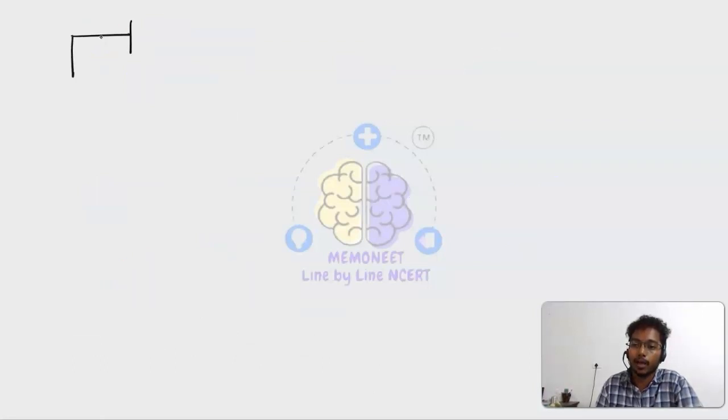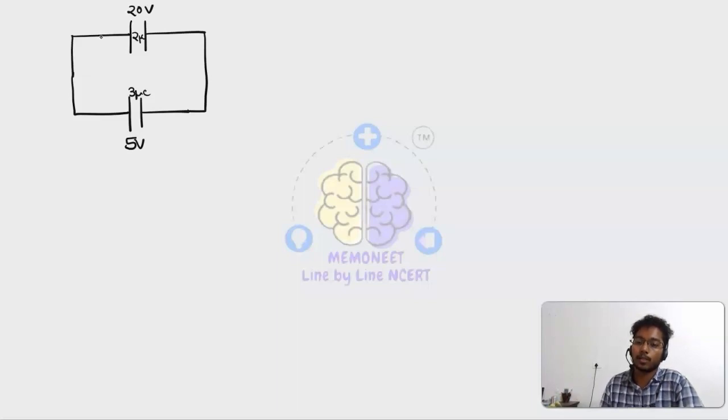Take another example. We have here a capacitor. When it is connected to another capacitor, let's say this is 5 volt and this is taken as 20 volt, and this is 2 microcoulomb. Okay, and this is, let's say, 3 micro. These have capacitance of 3 microcoulomb and this has capacitance of 2 microcoulomb. So in the initial condition, what will be the charge here? The charge is 40, and here that is minus 40 microfarad.